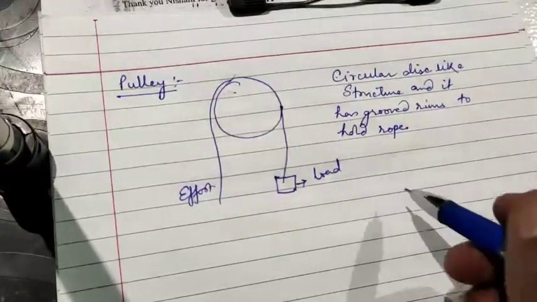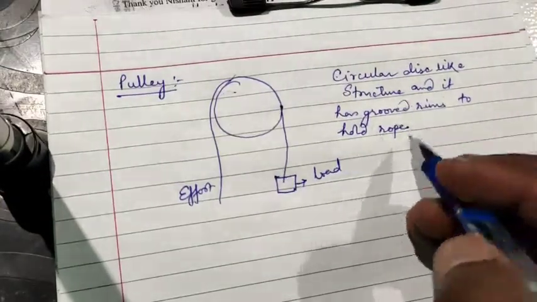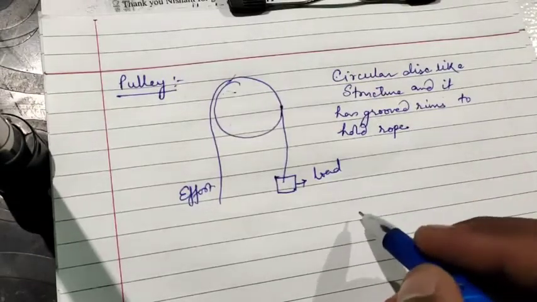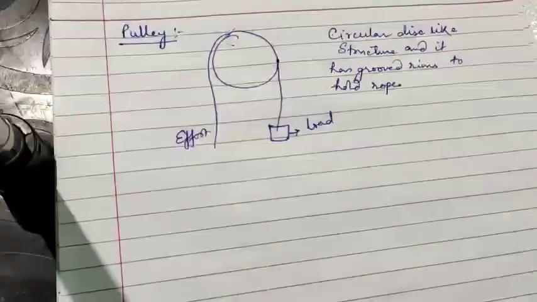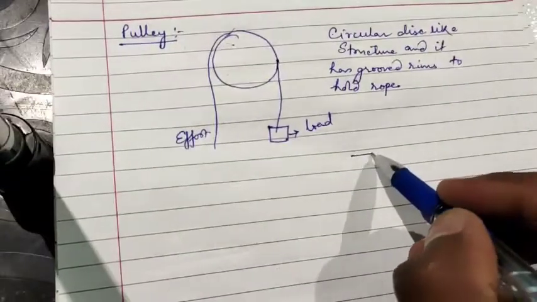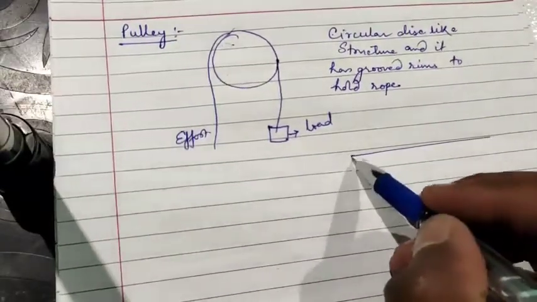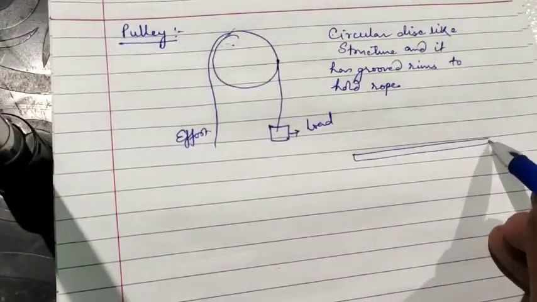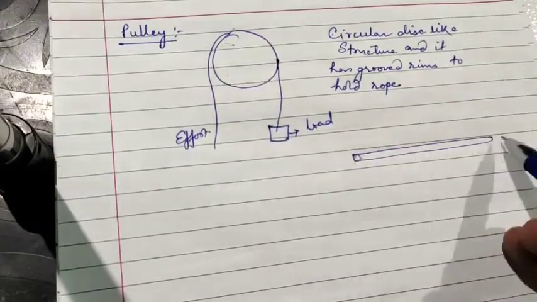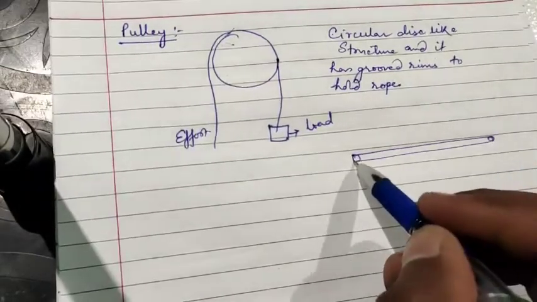Now pulley, there is a wheel and axle. It works on a wheel and axle. Let me make a diagram to make it more clear. Suppose this is an iron rod. Because with a pulley we cannot see only a single pulley. I am making a diagram of a well.